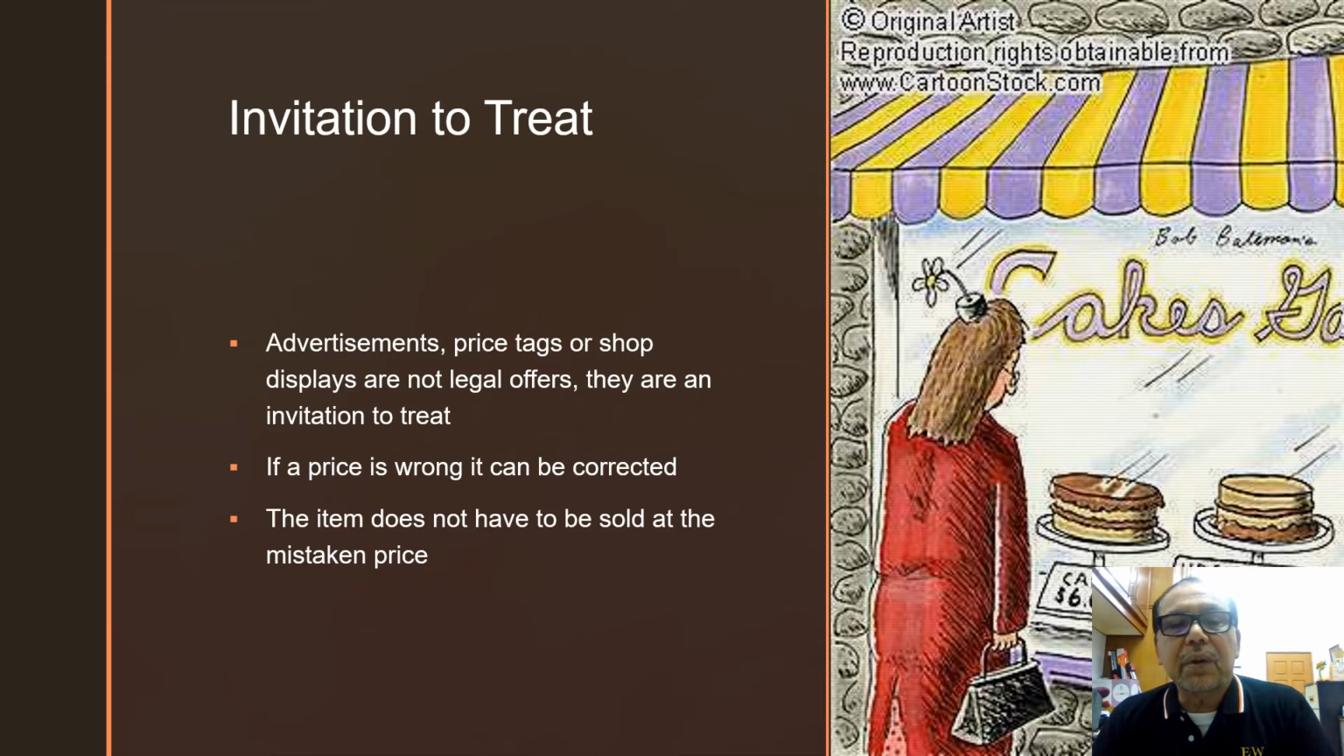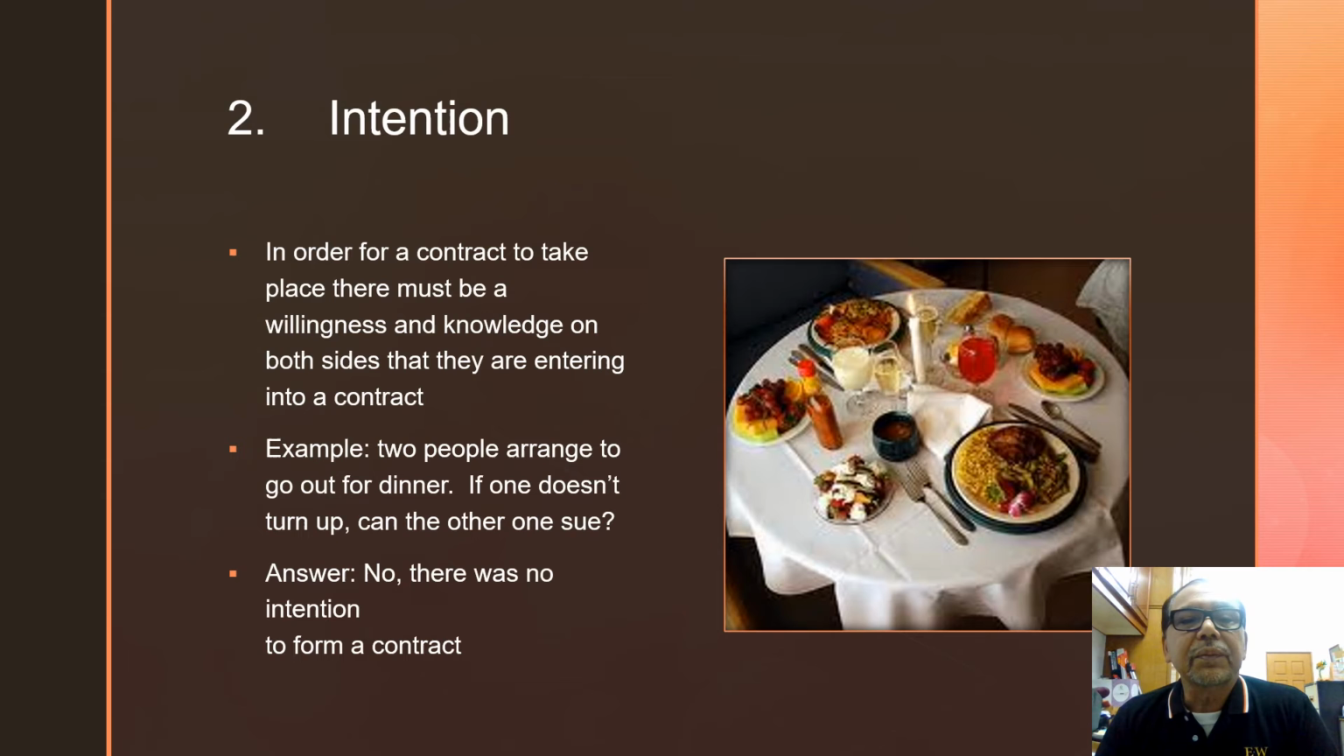So if the price is wrong, it can also be corrected. If the price in the invitation to treat is wrong, it can be corrected. But an offer cannot be corrected. Let's say I offer you to buy a car at 10,000. Suddenly I say, oh, the price I offered you is wrong. That cannot be done, because during an offer the price cannot be corrected. But for an invitation to trade, yes, any wrong price can be corrected. So the item does not have to be sold at a mistaken price. Okay, we explained that already.